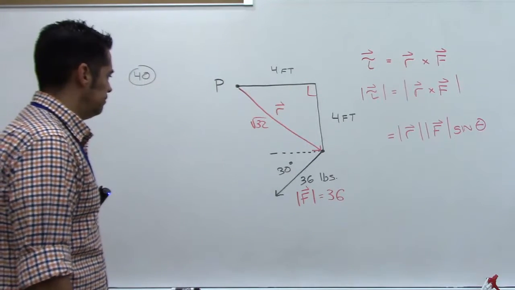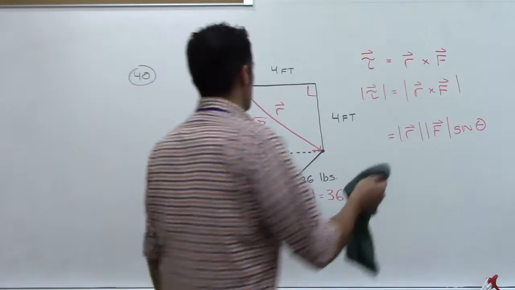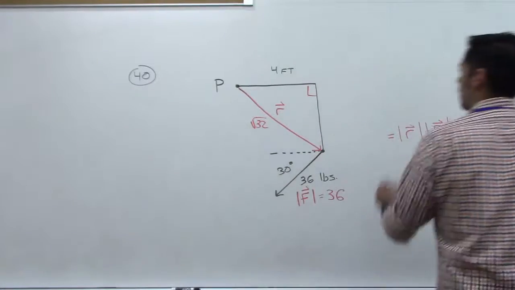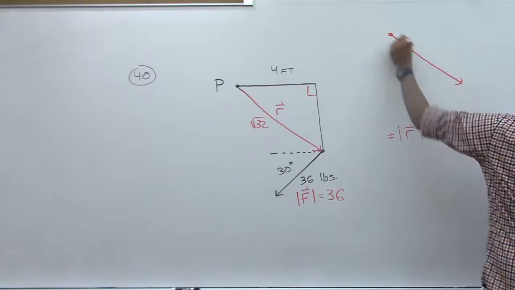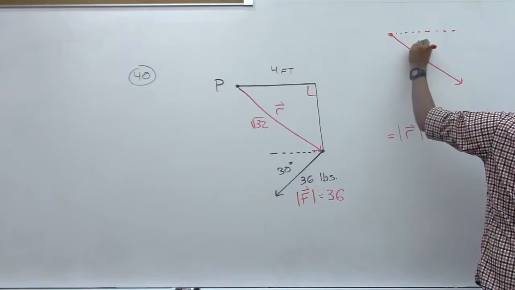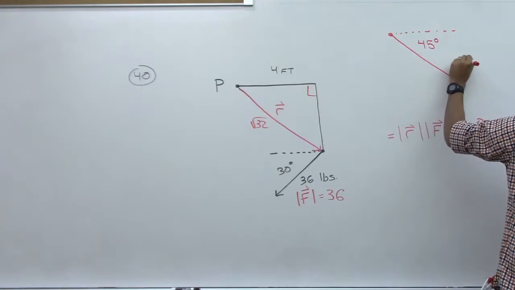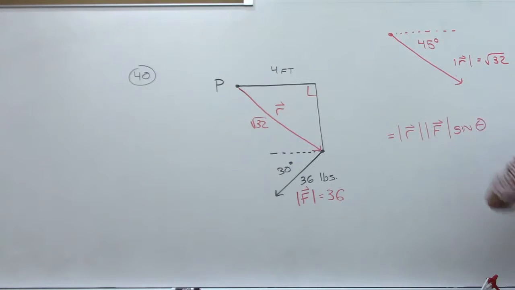And yeah, that's it. So I'm going to write some stuff down here. I'm going to draw another picture. Remember, that's what we want to calculate. We have this one vector. It's coming down like this. This is 45 degrees. We know that. The length of this thing is root 32. Okay, the length of R is root 32.